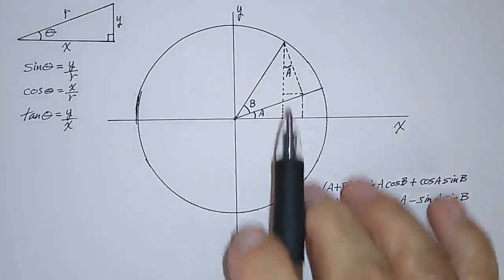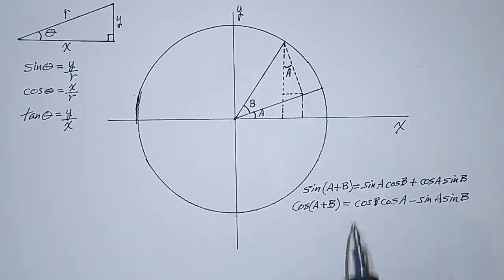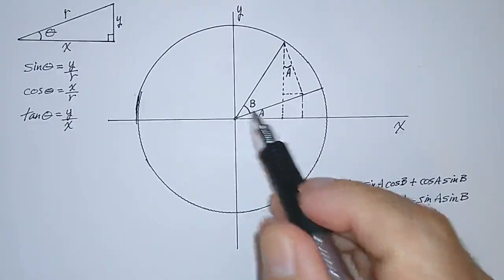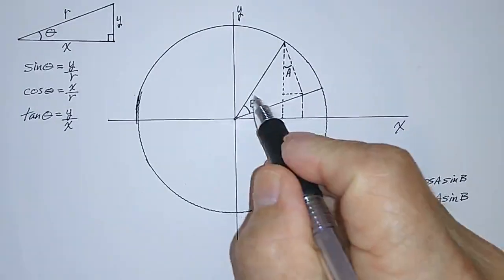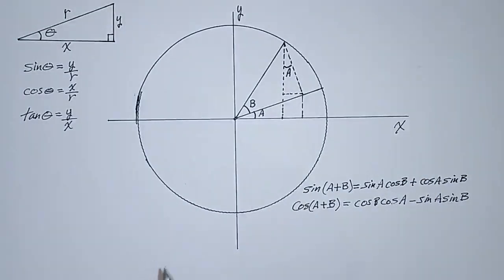I took the liberty of drawing this picture and making a few labels to save a little time. It's a little hard to do while you're talking also. But in any case, just to show you why these are true, if you'll take a look at the diagram here, this is angle A, this is angle B, and the sum of those two angles, A plus B, represents this angle right here. So let's take a look at some of this stuff.